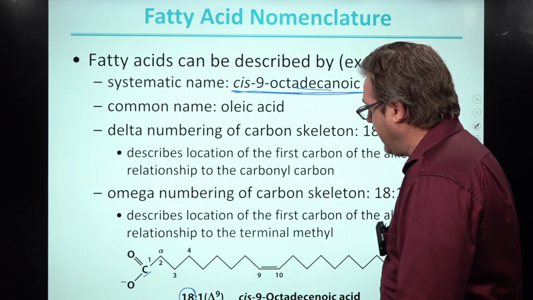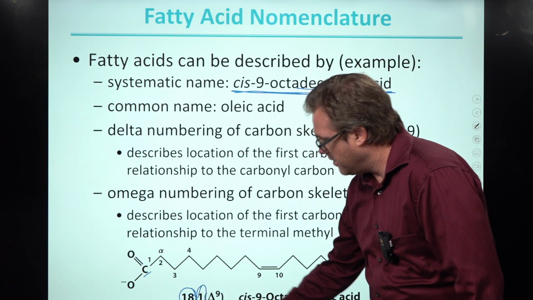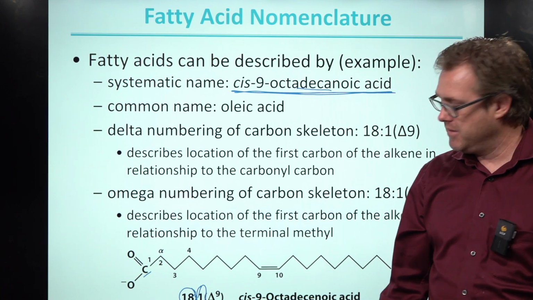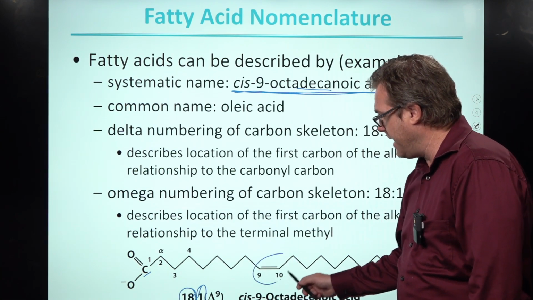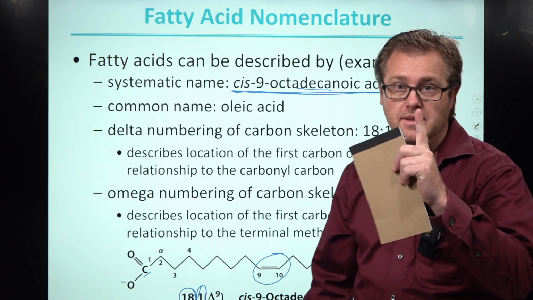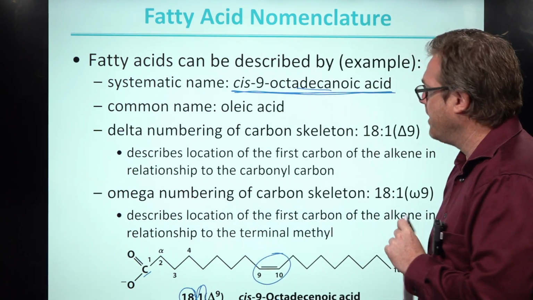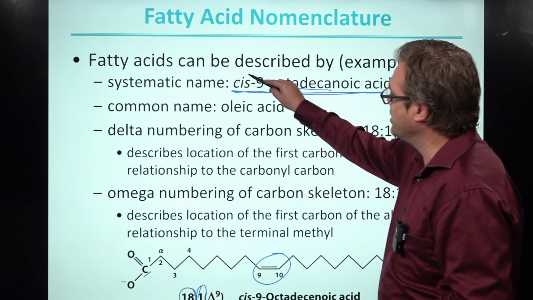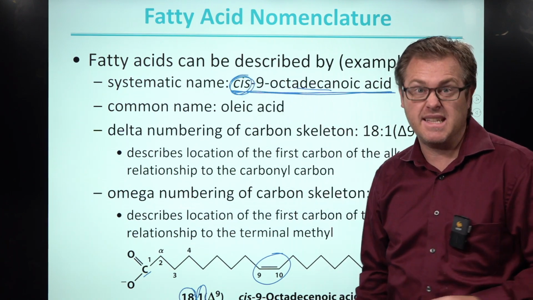And now we have the 1. What does the 1 represent? It's telling us that we have 1 double bond. And what type of double bond? Well, it tells you right here in the name. It's a cis double bond.